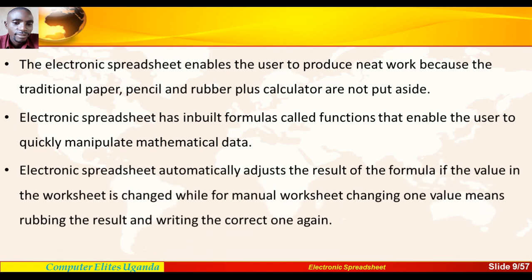We can also say electronic spreadsheet automatically adjusts the result of the formula if the value in the worksheet is changed, while for manual spreadsheets, changing one value means rubbing the result and writing the correct answer again. So you can see that when you're using electronic spreadsheet, any changes you make automatically adjust the results compared to when you're using the manual spreadsheet.